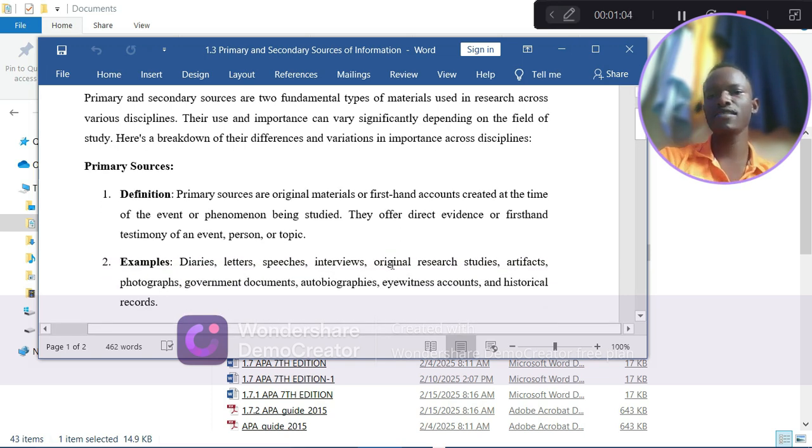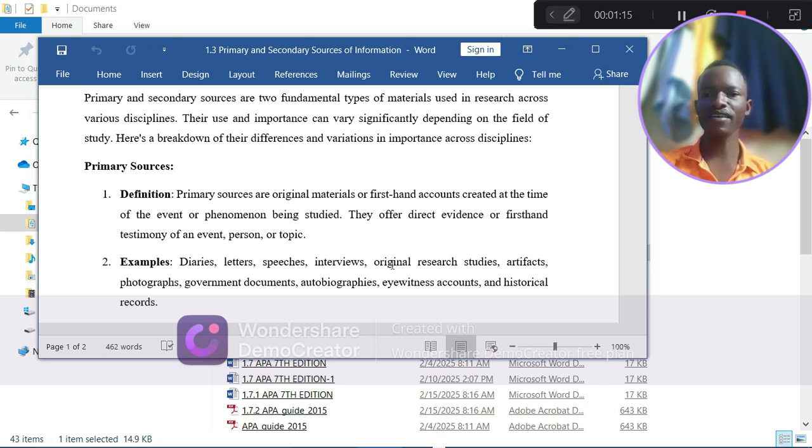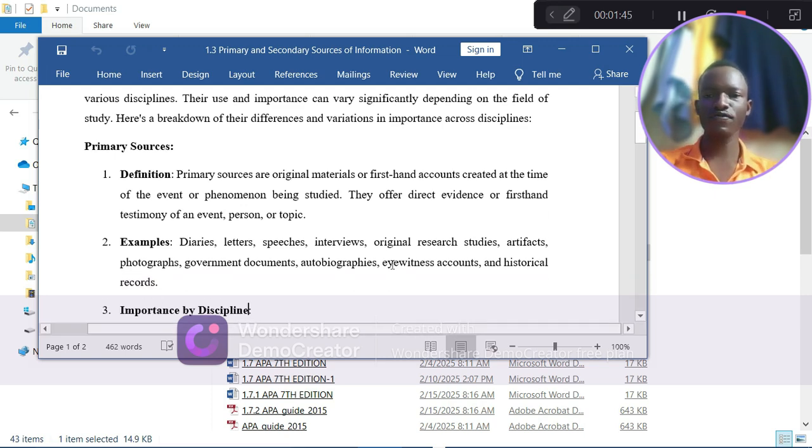So basically, these sources have many examples, as indicated there, like diary books, letters, speeches, interviews, original research studies, artifacts, photography, government documents, autobiography, eyewitness accounts, and historical records. So these are examples of primary sources of information where you can get your sources of information.